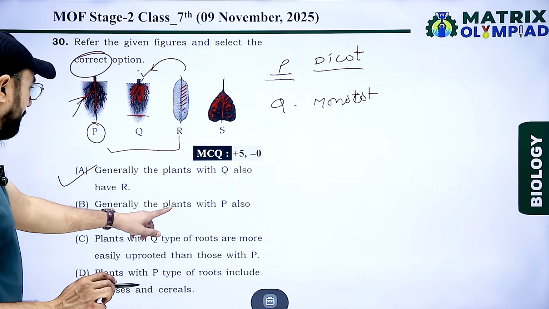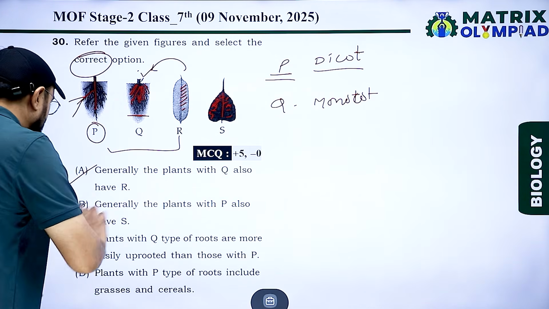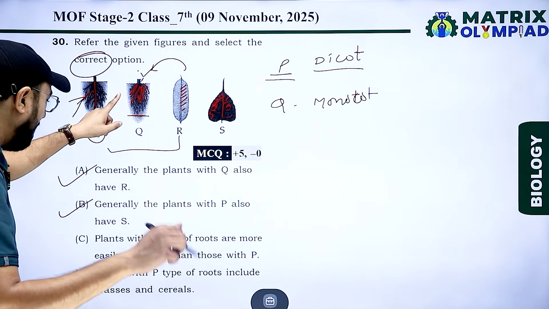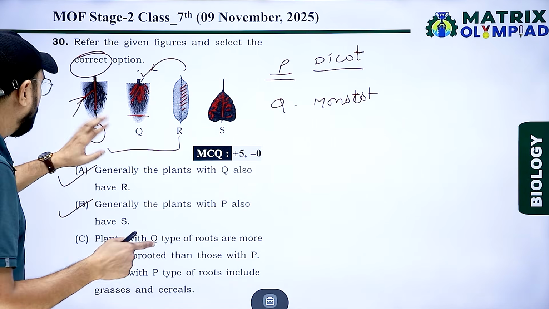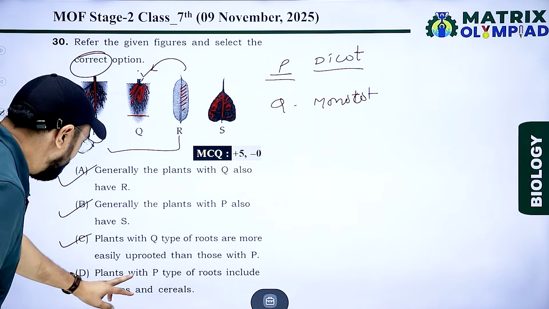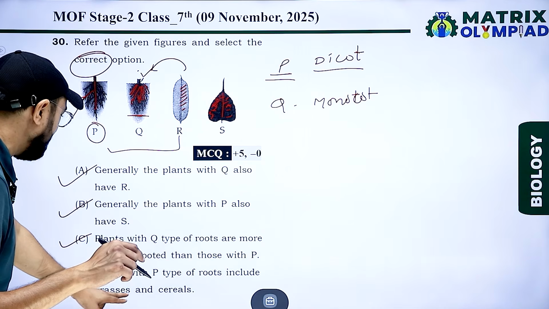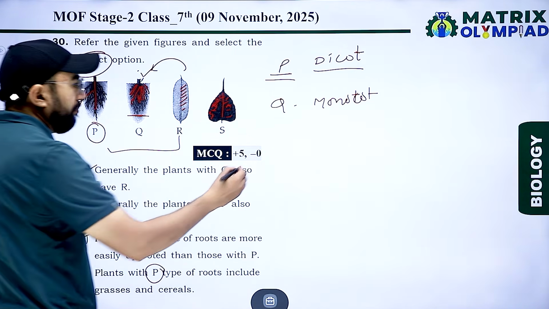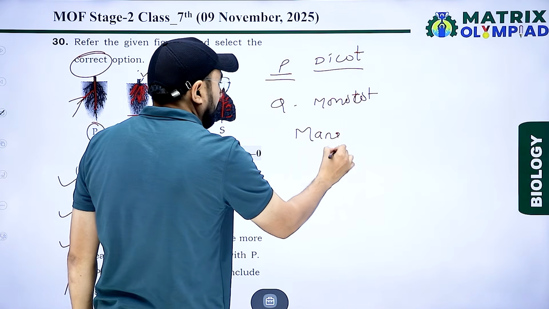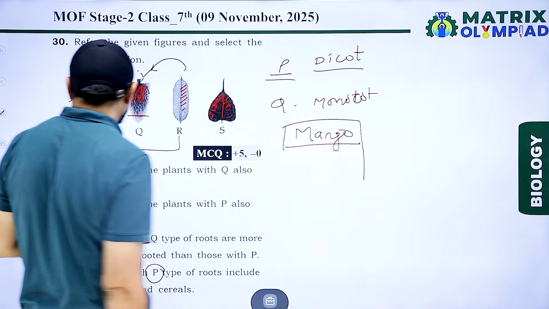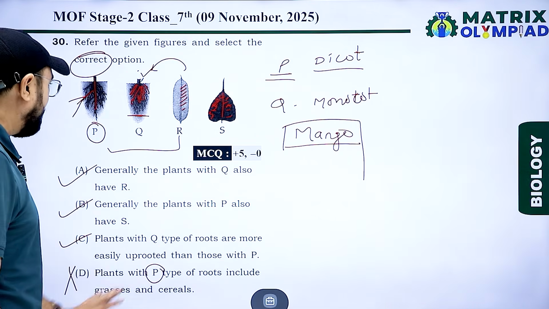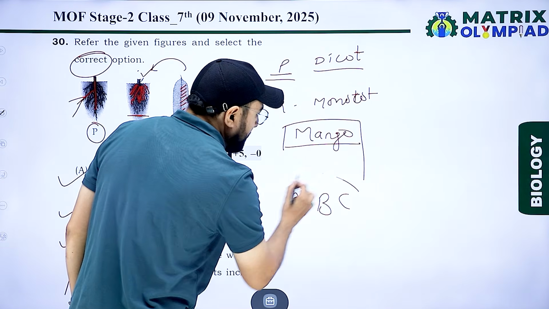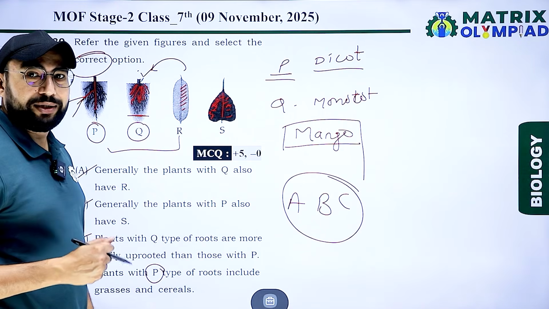Generally the plants with P also have S, right? Plants with Q type of root are more easily uprooted than those with P, right? And plants with P type of root include grass and cereals. No. P is dicot, so mango is included in P. Grasses and cereals are included in Q. So A, B and C is the right answer for this question.